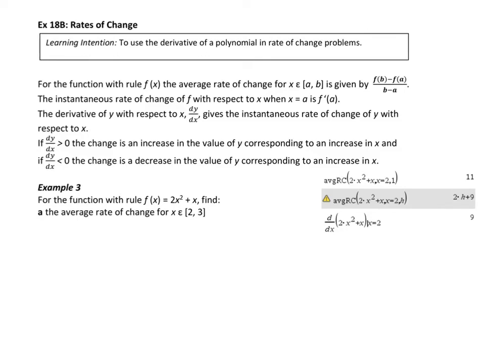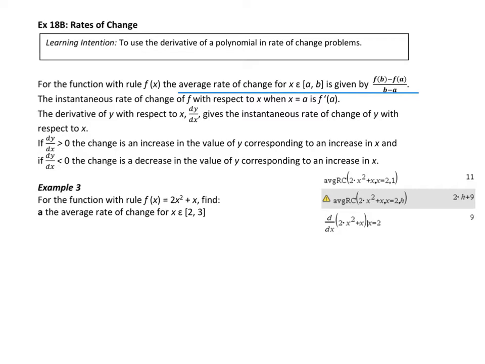There are two different types of rate of change. One of them is the average rate of change. The average rate of change is like when we find the gradient of something. It is the rate of change between 2 points. So we use y2 minus y1 over x2 minus x1.